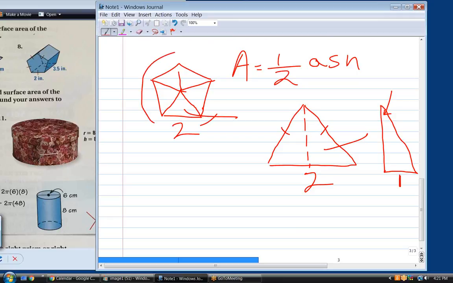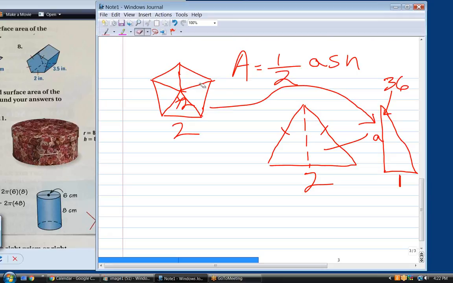Well, let's go back to our regular pentagon and figure out what the central angle is. What's the central angle on a regular pentagon? 1/5 of 360. Good. 360 divided by 5 equals 72. So that angle at the top is 72. Now let's go to our triangle over here that we're trying to solve for the apothem. What's this angle right here? 36. Is that what you said? Yeah. Okay.